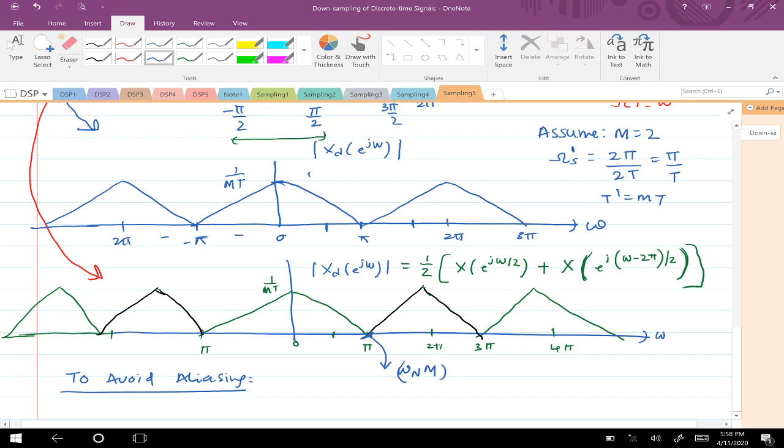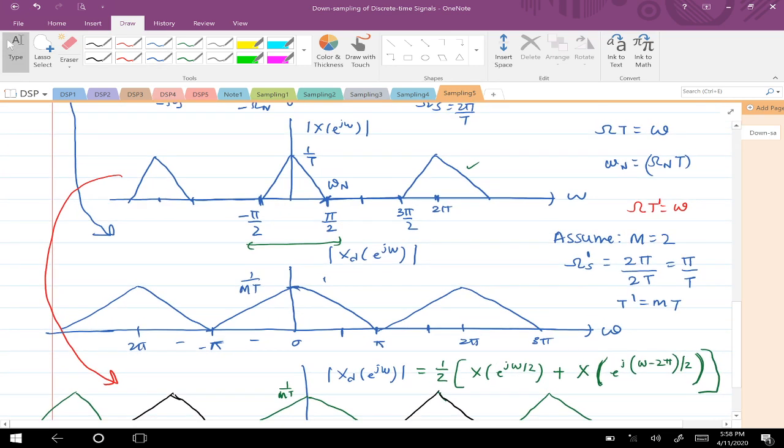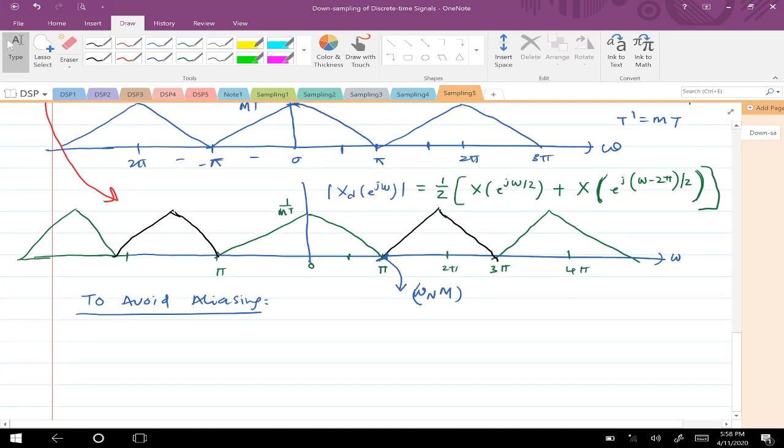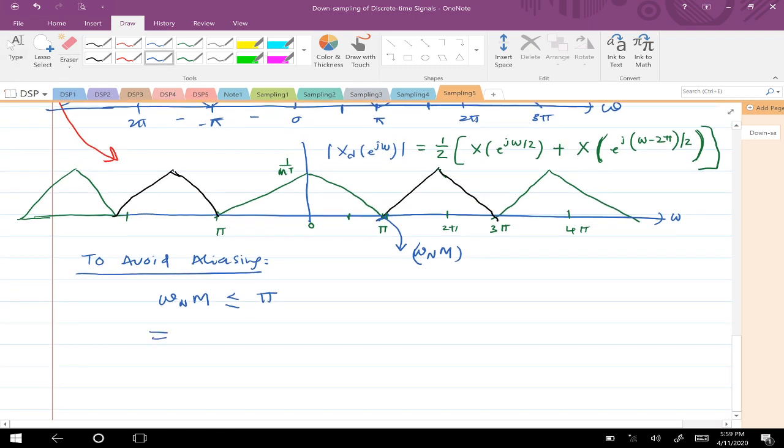Hope that is clear, because this is getting multiplied by m. If you just take a look here, that's nothing but getting multiplied by m there. And what should happen to that? Omega n times m, when you have small omega there, should be less than or equal to what value? Pi. In other words, your omega n should be less than or equal to pi by m.